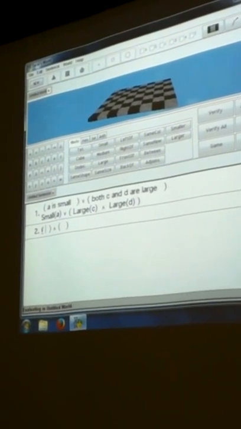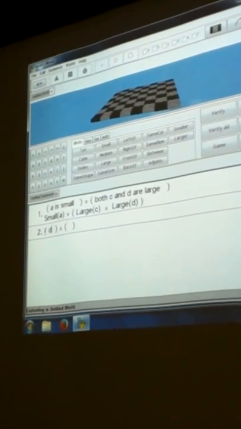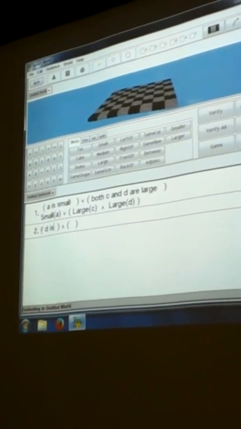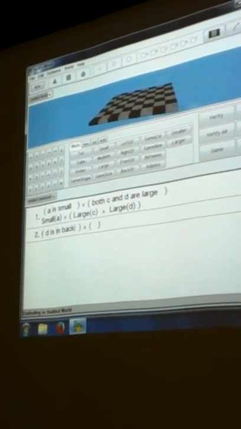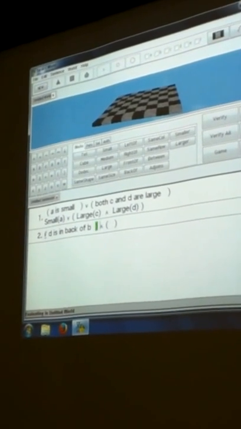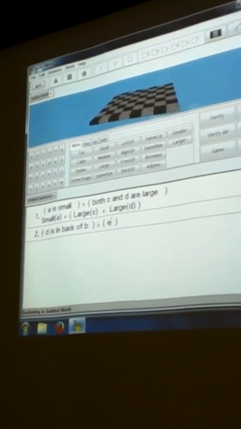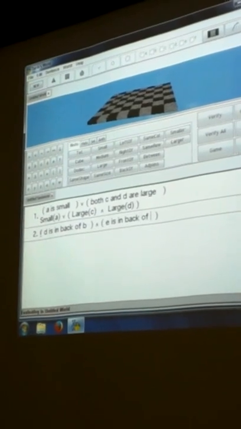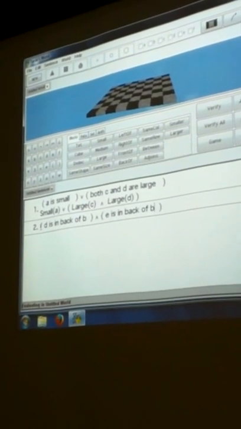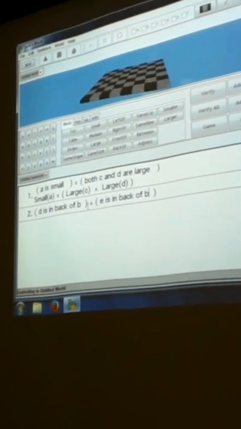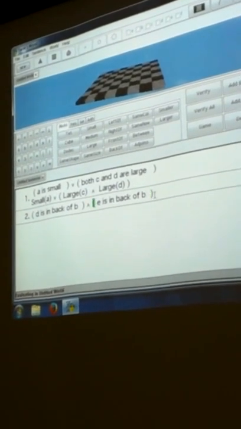Yes. But you can never have just the subject. You gotta give me the complete thought. So D is what? D is in back of B. There you go, back of B. And then on the other side, E is in back of B, right? And then now finish that up.